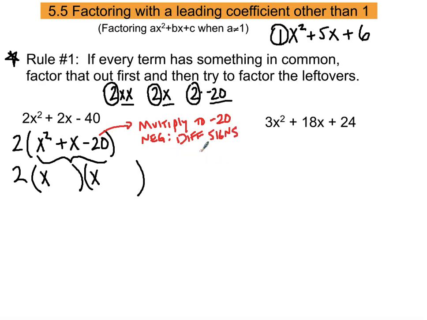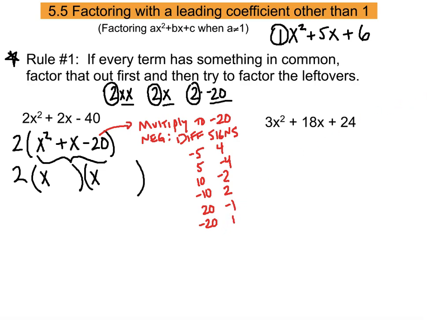So let's think of all the things that multiply to negative 20. So we could have a negative 5 and a positive 4. We could have a positive 5 and a negative 4. We could have a 10 and a negative 2, or a negative 10 and a positive 2. We could have 20 and negative 1, or negative 20 and positive 1. Let's see, that's it, right? Those are all the things that multiply to negative 20.